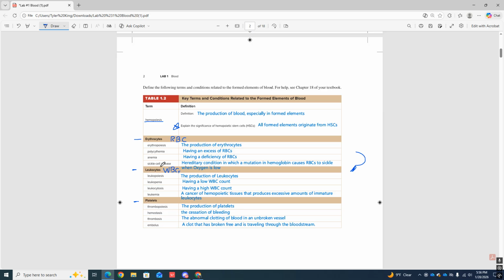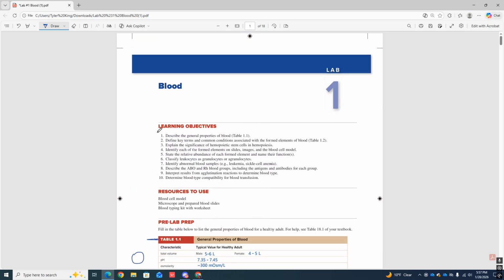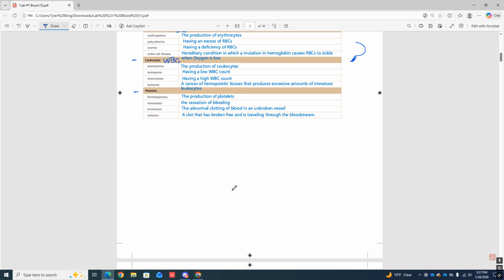All right, so learning objective, table 1.2, sub-learning objective number 3 here, talking about hematopoietic stem cells. All right, so that's the pre-lab prep. That is 1, 2, and 3. Perfect. So let's scroll down here.